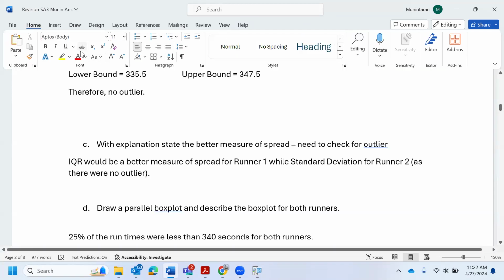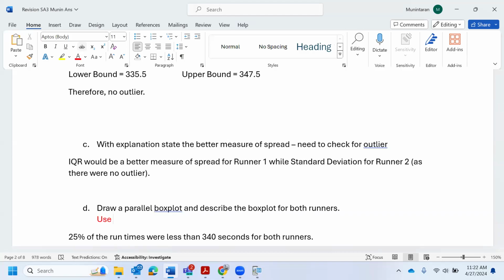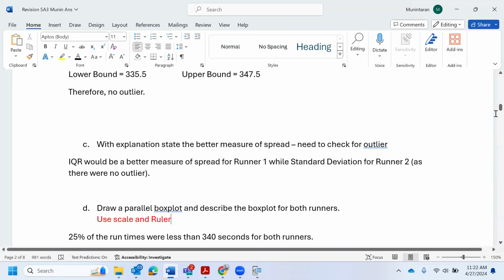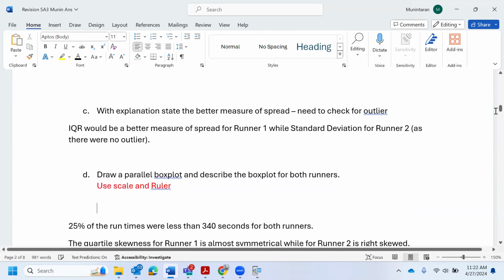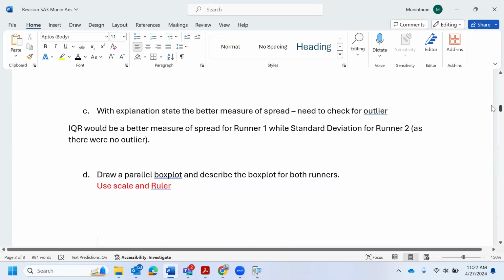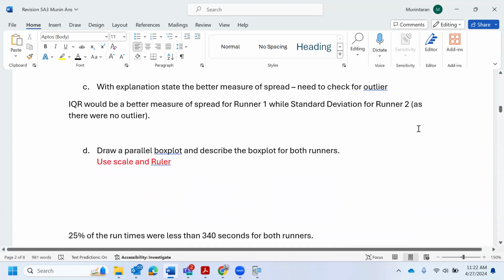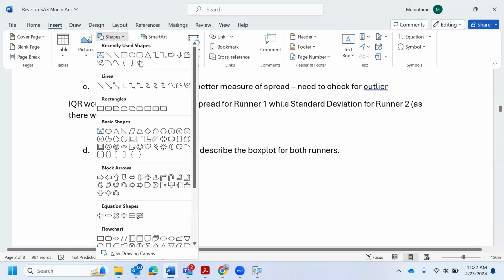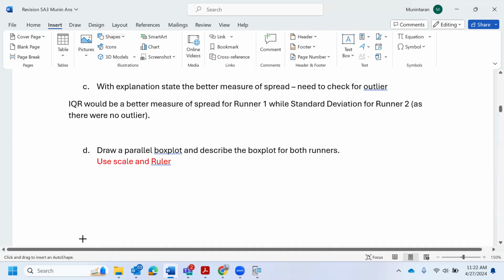Okay, it must use scale and ruler. Use scale and ruler. You should be able to do this. Drawn, but I did not take the picture. So let's just give you a simple drawing. Insert shape, line.